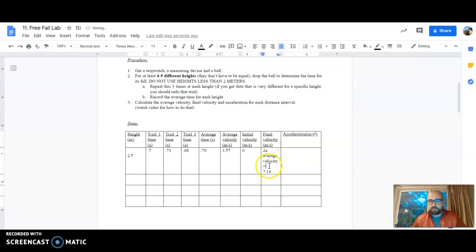You don't have to type this whole thing in here, but conceptually, I want you to understand that, and we'll talk more about it in class for sure. But when you're doing this, know that the final is twice the average, and that's only because the initial is 0.